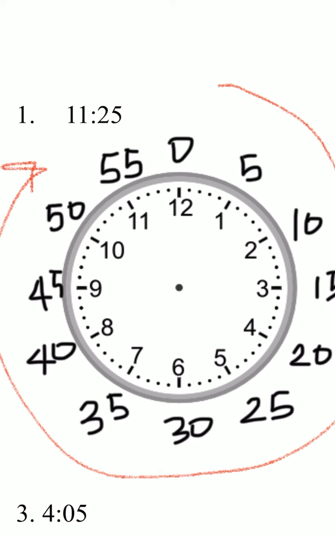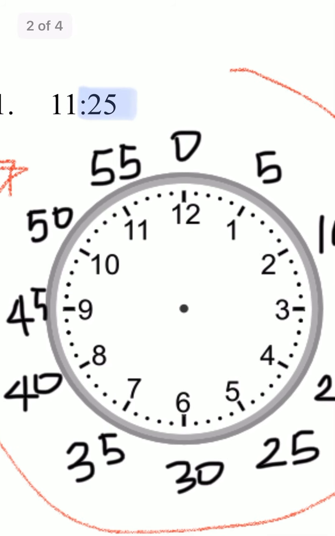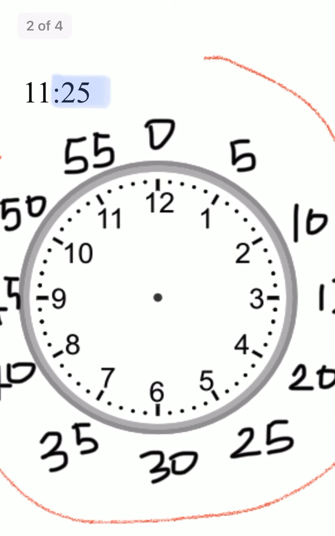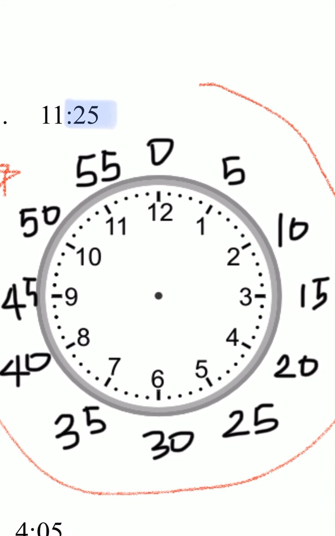So if we look at our number 1, we have 11:25. So we're first going to draw our minute hand, which is the long one. So 25 is over here. That's 5. Now we're going to have to draw the long hand pointing at 5.